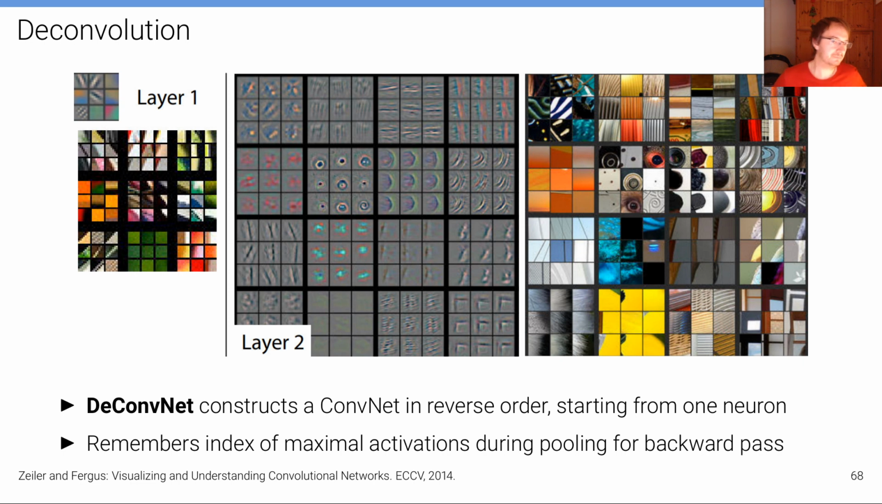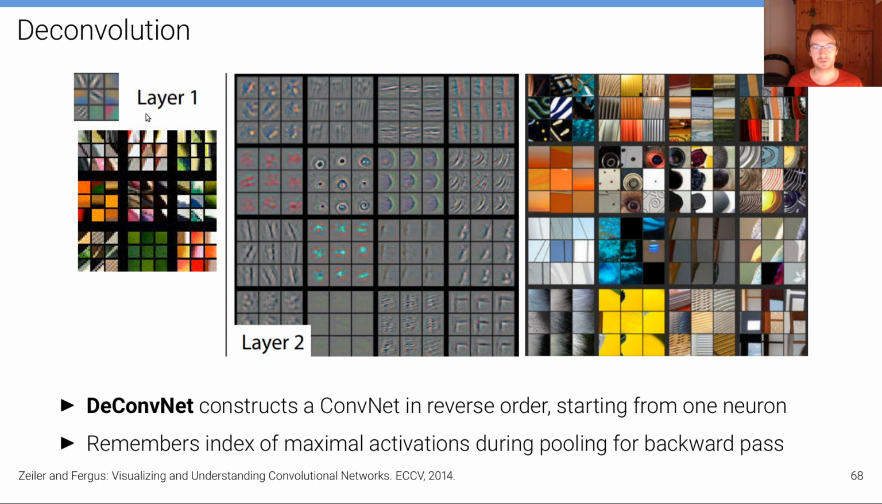Another very popular technique has been proposed by Zeiler and Fergus in 2014. It's called Deconvolution, where the idea is to reconstruct the convolutional network in reverse order, starting from one neuron. And for instance, for max pooling, remember the maximal activations during pooling for the backward pass, so that you can backpropagate information, in a sense, to the image regions that are most responsible for activating a certain neuron. And here are some results of this technique.